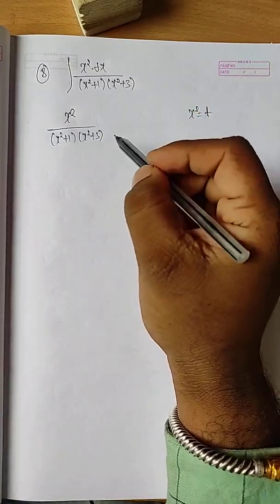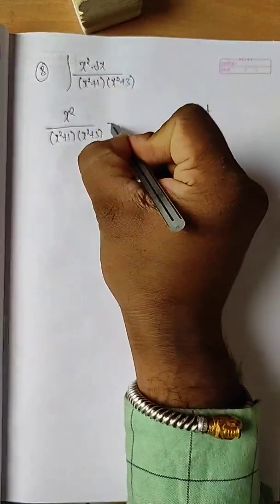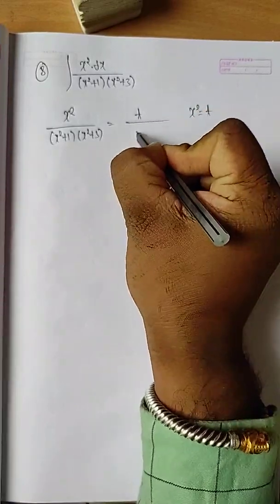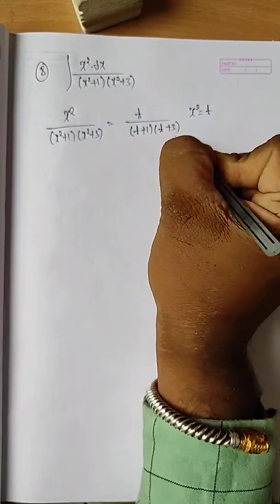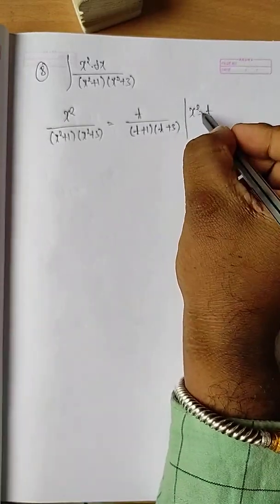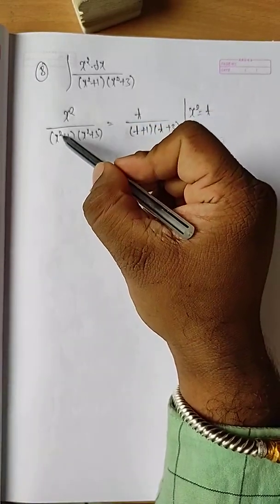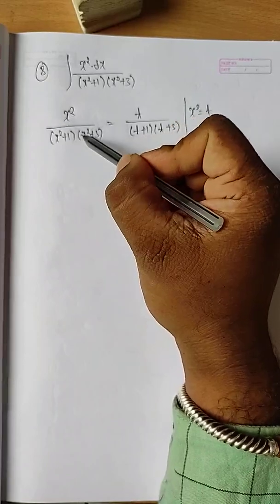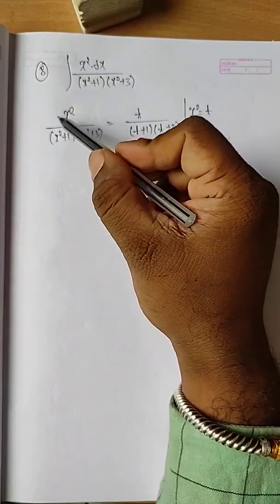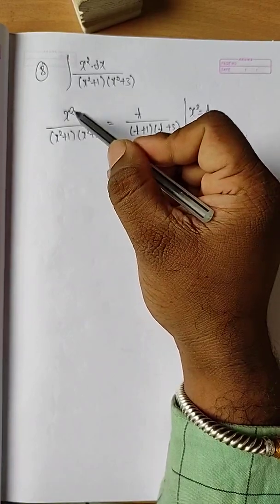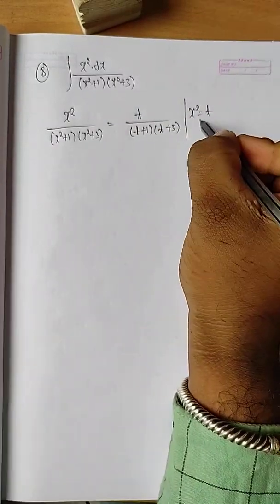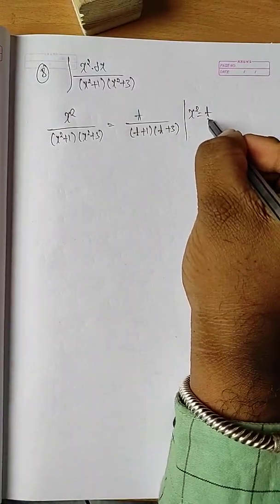Is it clear? Now look, if you substitute x square as t, what happens? t by t plus 1 into t plus 3. Sir, why did you take x square is equal to t? Because here in the numerator and denominator, everywhere we have x square as common. So x square is similar in both numerator and denominator, so we are taking x square as t. Is it clear?